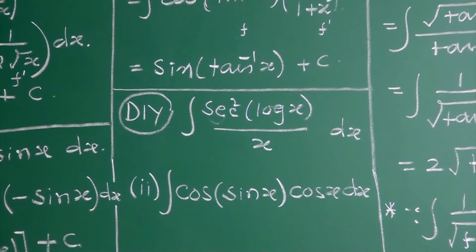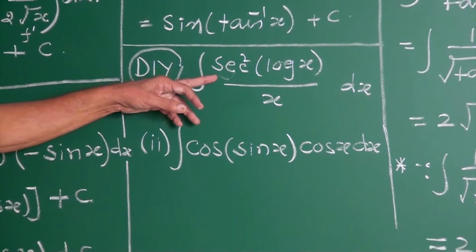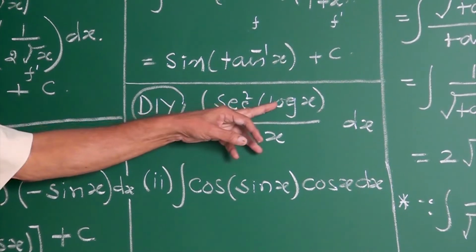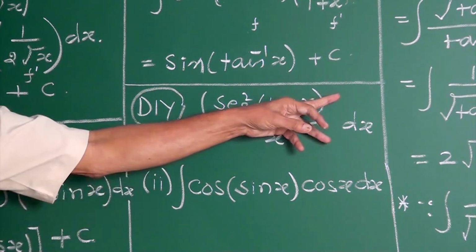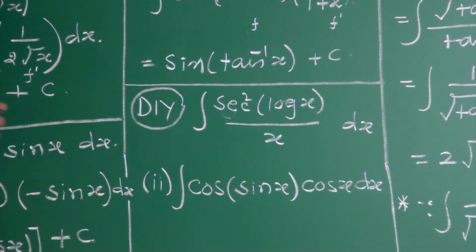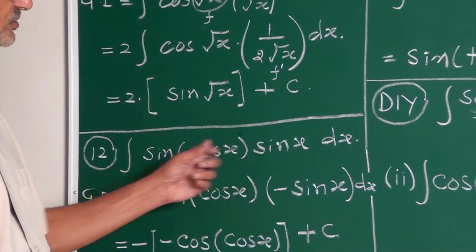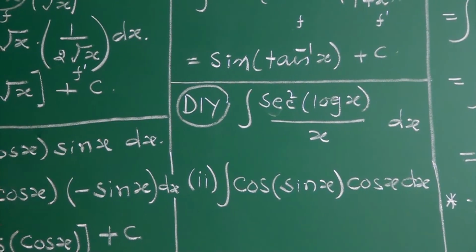Sec square log x upon x. What is the integral of sec square? Log x. What is the derivative of log x? 1 by x. It is sec square f into f dash. The integral of sec square is tan f. Same type. This is there in your textbook. The friend may change sin, cos. He may give the change. Yes, try these, my friends.